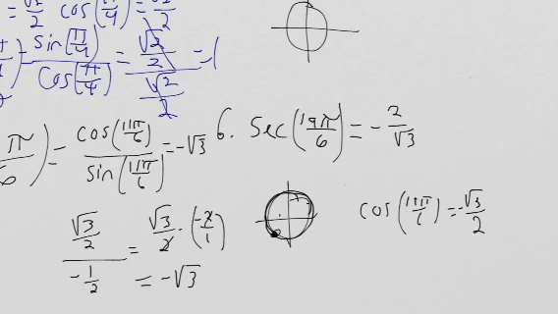So then we flip it. We have to rationalize the denominator, multiplying by root 3 over root 3. And we've got negative 2 root 3 over 3. Final answer.